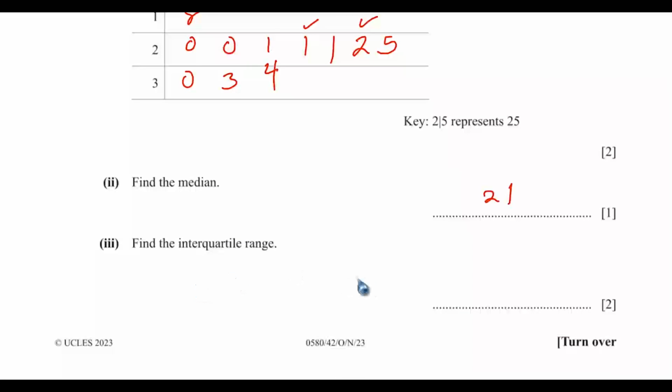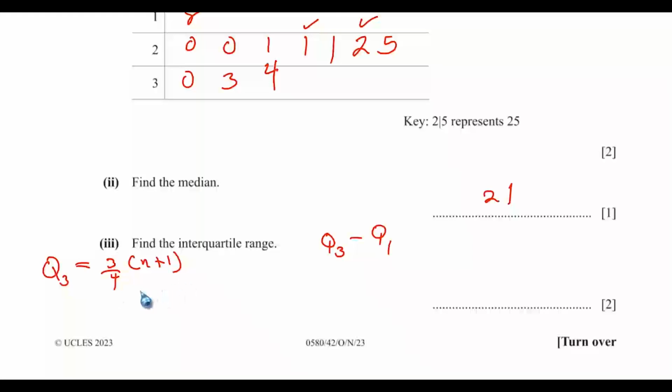So the interquartile range is Q3 minus Q1, that is the third quartile subtract the first quartile. That will give us the interquartile range. So to get the third quartile, you make use of this formula. Q3 equals 3 over 4 into n plus 1. So this will give us the third quartile.